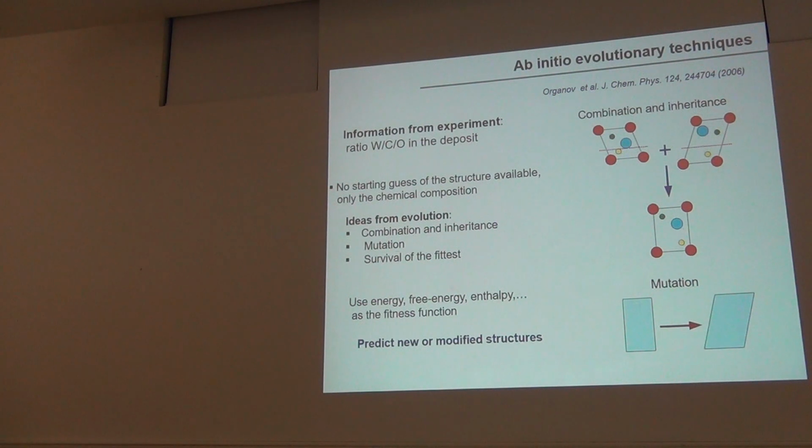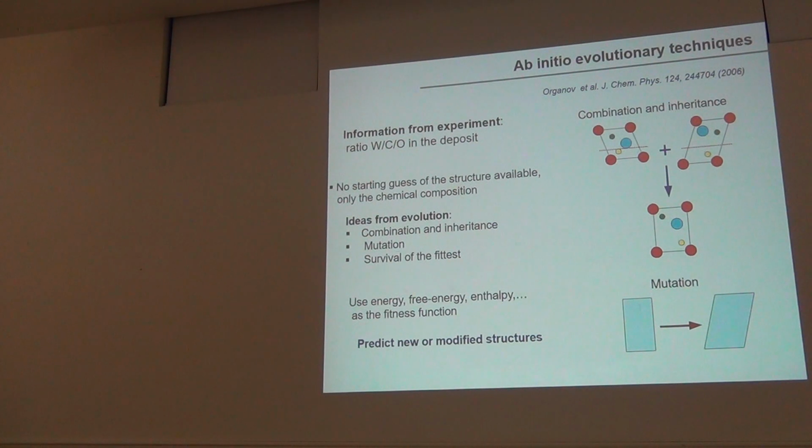And what I'm going to use here is, in fact, what we call the ab initio evolutionary techniques. So basically these are genetic algorithms that use the ideas of genetics in order to produce crystal structures when you have no idea about how these crystal structures look like. So the idea is the following. Since you don't have any starting guess for your structure, you only have the chemical composition, so you start to build up many, many structures that you are combining, cutting, basically what we are calling combination and inheritance, and producing new structures. And of course, you have to use what we call a fitness function.